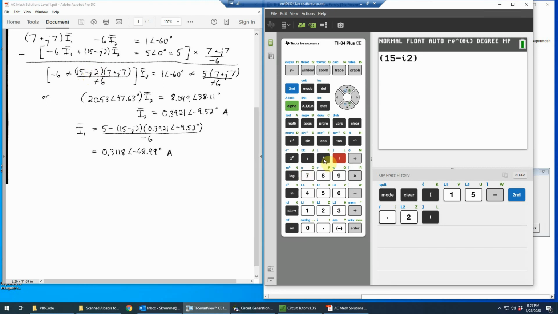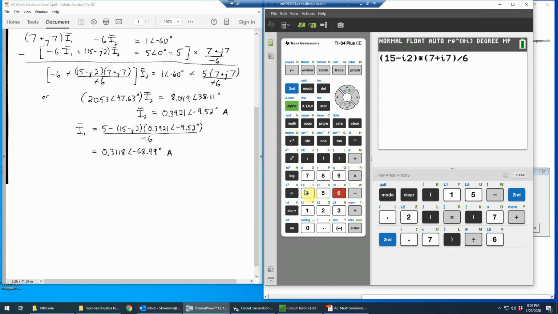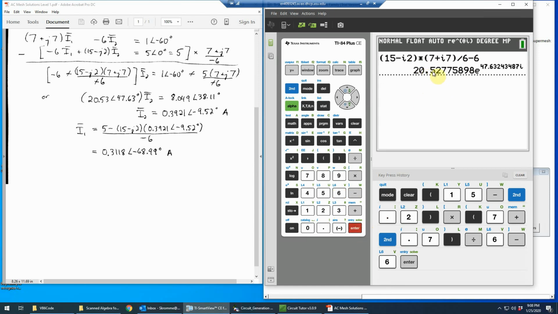So then I'll put that times parentheses 7 plus j7. So that's going to be 7 plus I7, close parenthesis, and then divide by 6. And then I can just subtract the -6 there. And by order of operations, I don't need parentheses for that, because multiplication and division, of course, are done before the addition and subtraction, as you know in algebra. And if you want to put parentheses, of course you can. It won't matter.